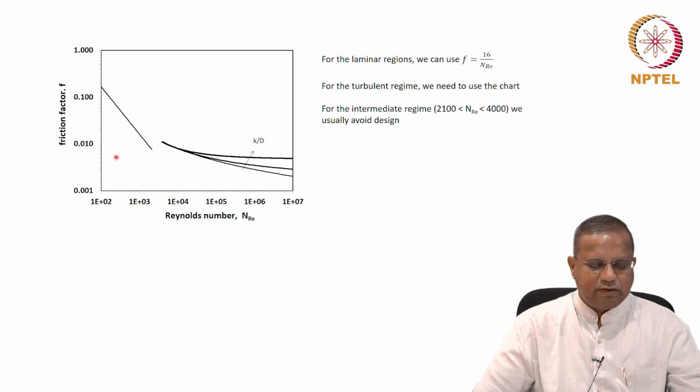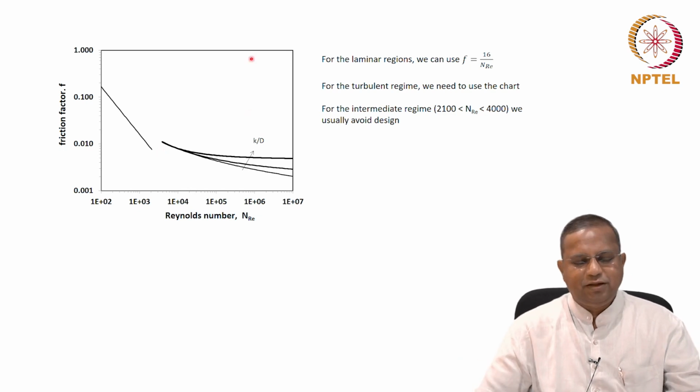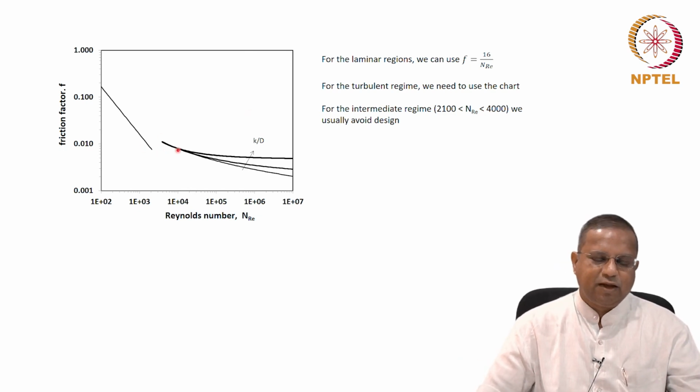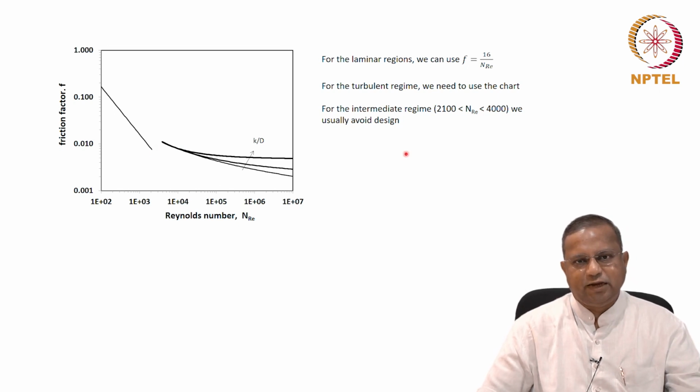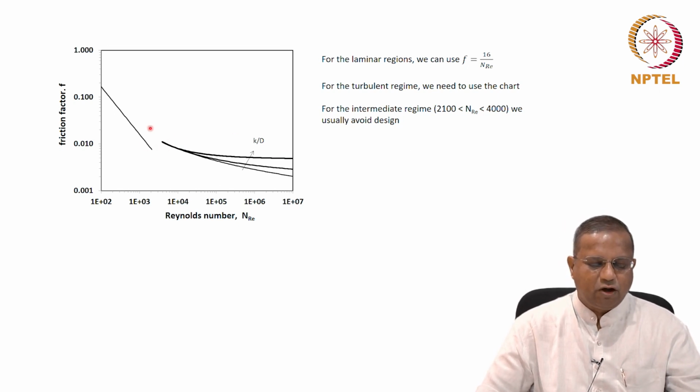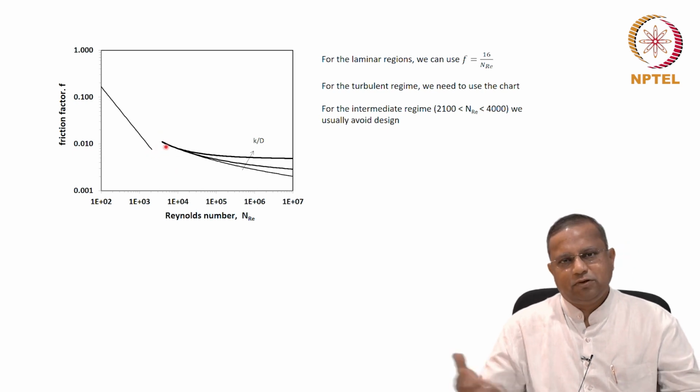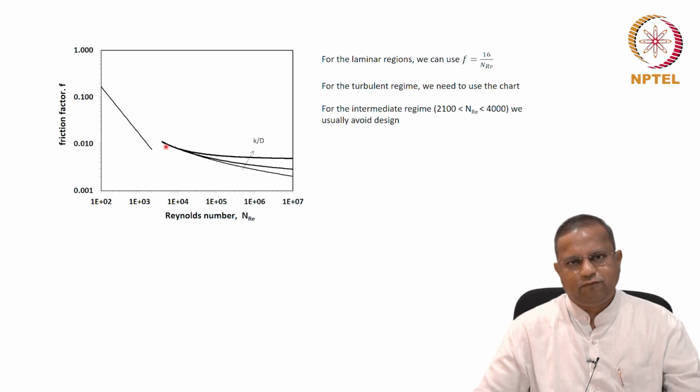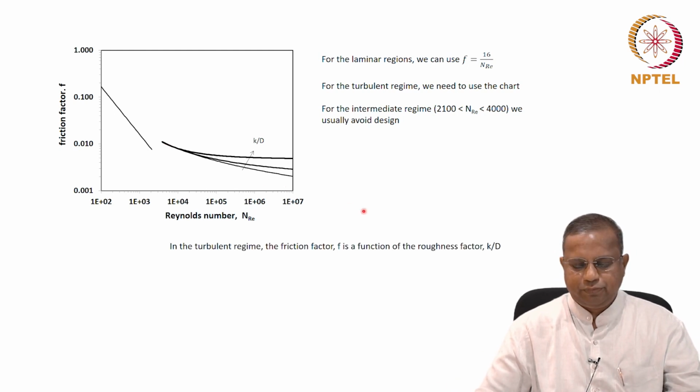For the intermediate regime, 2100 to 4000, you see a gap here. That gap is a gap. It's not well understood. Sometimes it's laminar, sometimes it's turbulent, as we have already seen. We normally avoid design in this regime. We would not like to operate when the Reynolds number is between 2100 and 4000 because we are not really sure of the nature of flow.